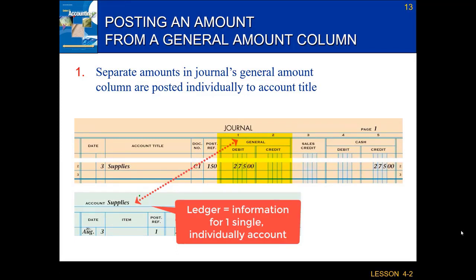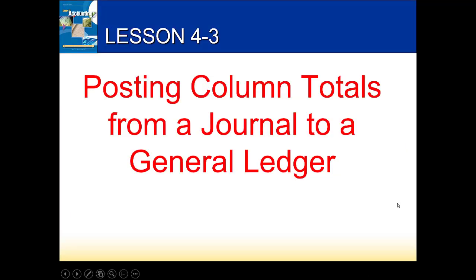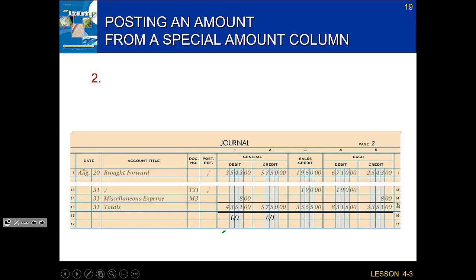Any number that's in a special amount column, and remember our special amount columns are our columns that have account titles as their name. So we have sales as a special amount column and cash as a special amount column. Those individual amounts are not posted. Instead, we're going to use rule 2 when we talk about our special amount columns, and we'll go over that in the next lesson. So now that we're at the next lesson, we're ready to go over that rule number 2.